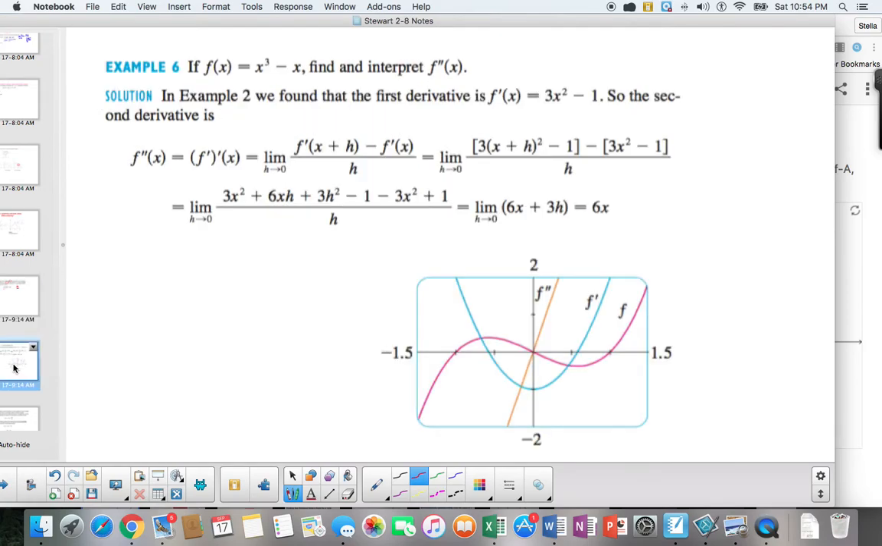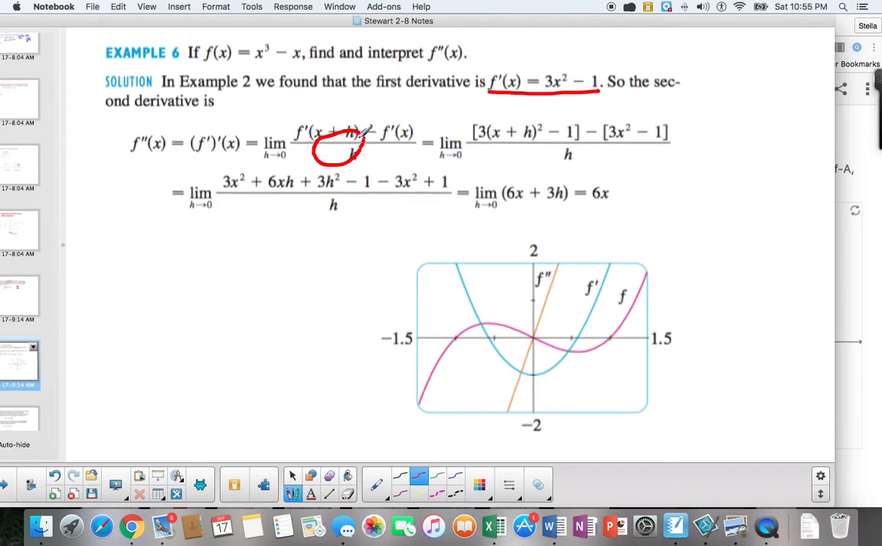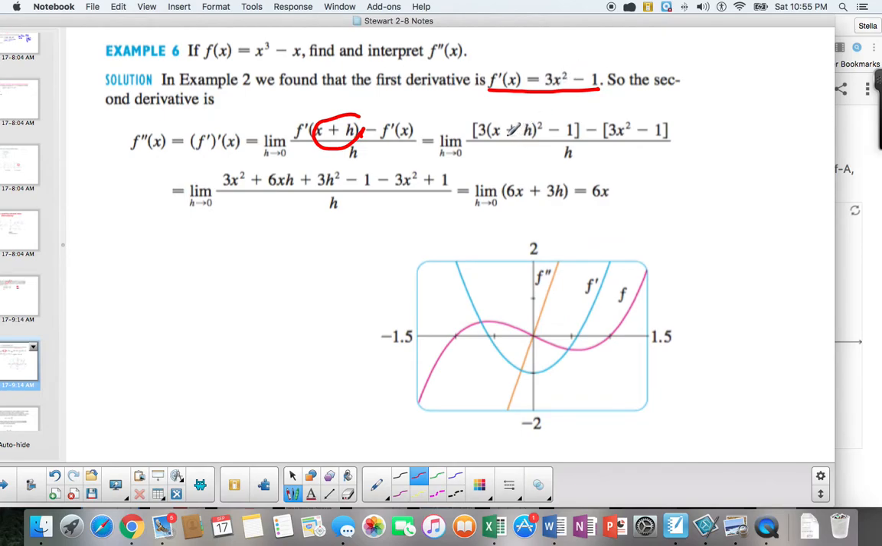All right, let's take a look at this function. We found its derivative. It was right here. And let's go ahead and find the second derivative, which means that we're going to go back to the definition. We're going to put this x plus h into this function. And then again, we're going to have f prime of x, which is this, all over h. Go through the process of simplifying, and we're going to get a derived function of 6x.